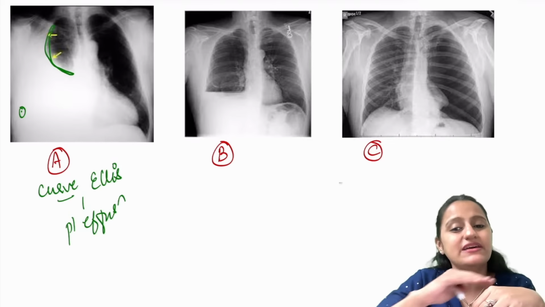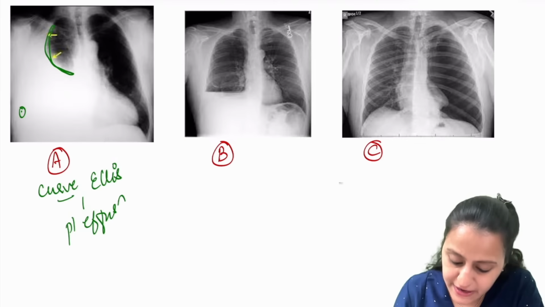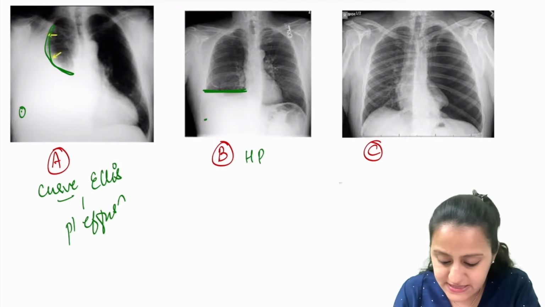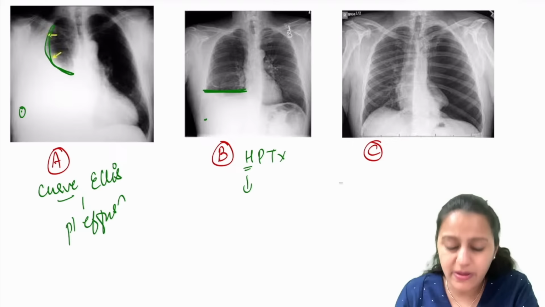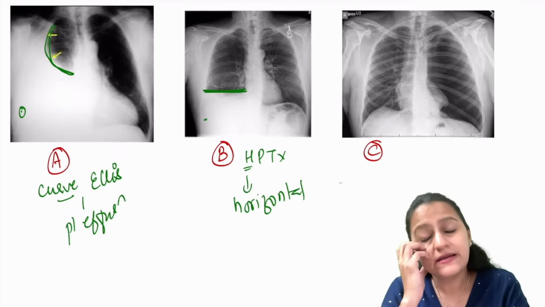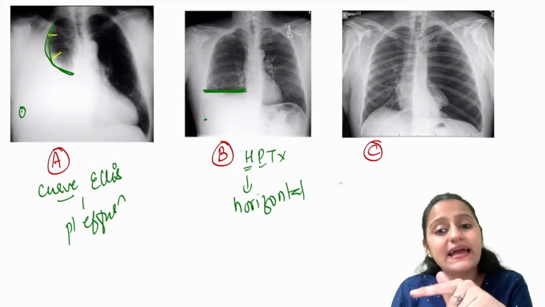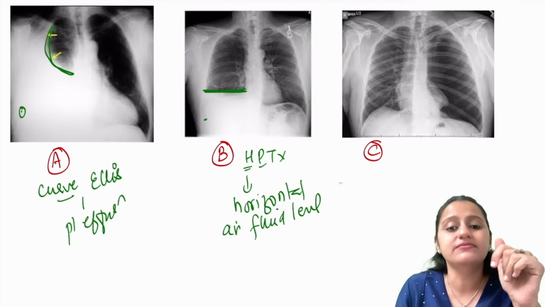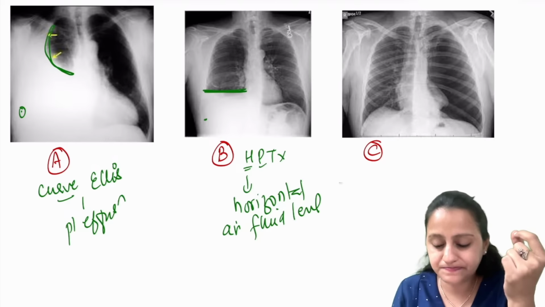Pleural effusion's water level is never flat horizontal. It has a curve. Okay, when you see a horizontal line with the blunting of the angle, then it is hydropneumothorax. HPTX is hydropneumothorax. So remember, H for H, hydropneumothorax has a horizontal level. Pleural effusion has a curve. Hydropneumo means water and air both together. Wherever there is air fluid level, air and fluid together, the level is horizontal.